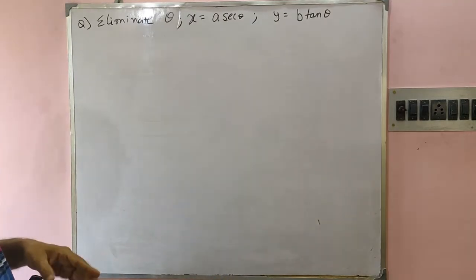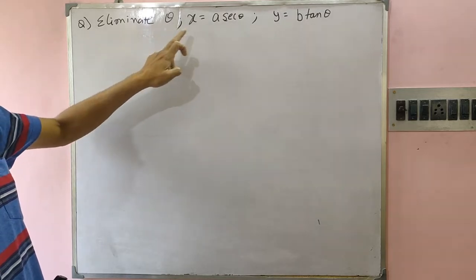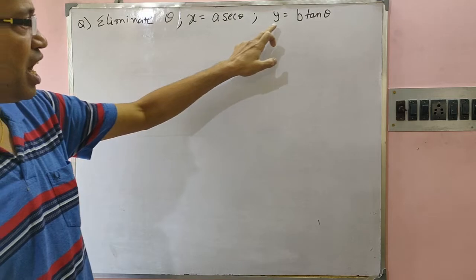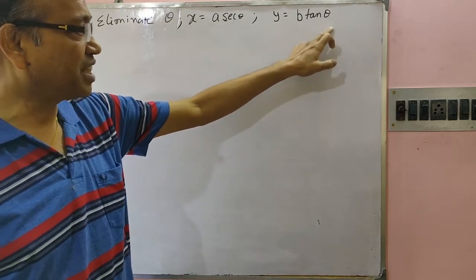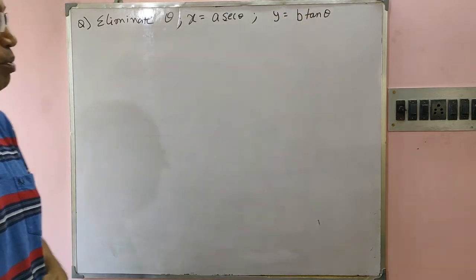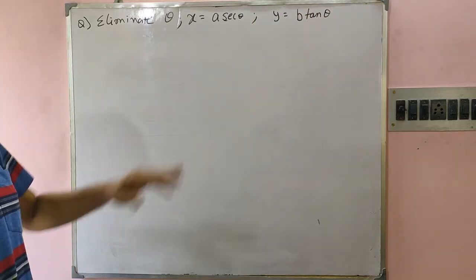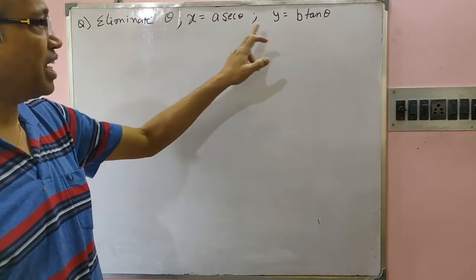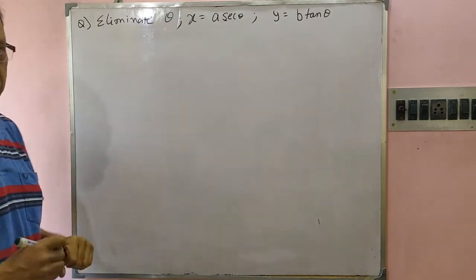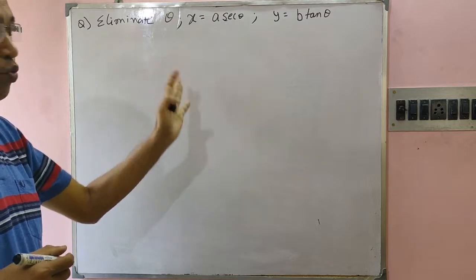Next question. Eliminate theta. It is given that x equals a secant theta and y equals b tan theta. From here we have to eliminate theta. That means we will have to find a relation between x and y. There will be no theta. So see, this is a different type of question. Understand how we do it.